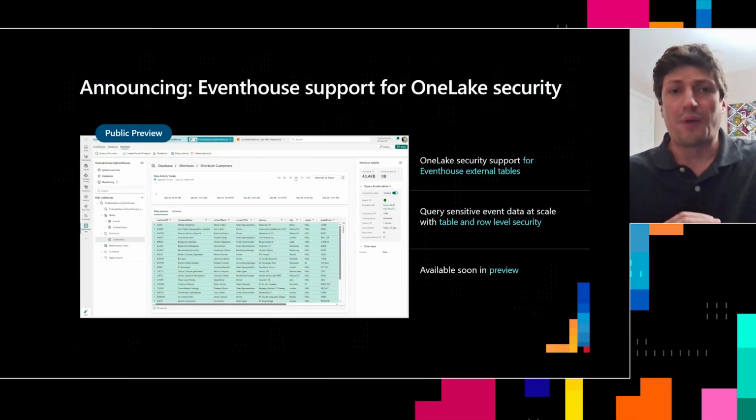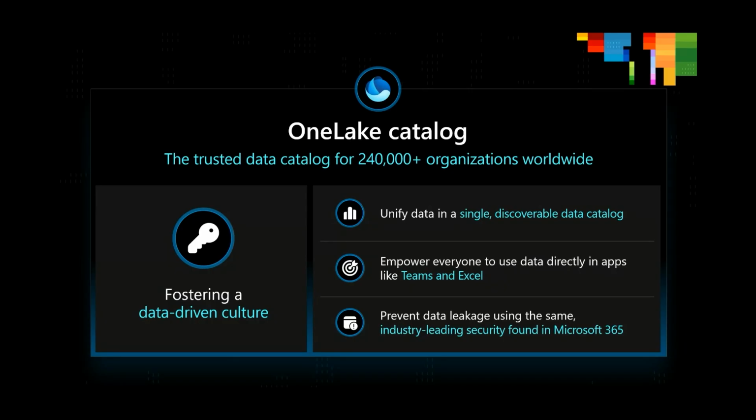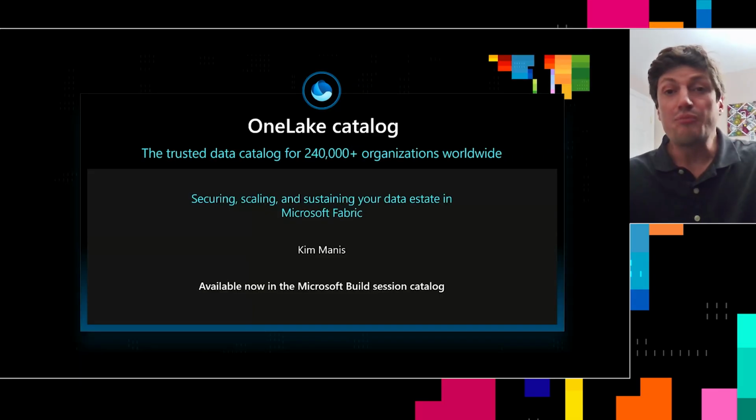That's a great demo. I want to announce the public preview of OneLake Security for Event House. This joins the already existing engines within Fabric that can have OneLake Security enforced across the board. OneLake Security is part of the OneLake catalog, which makes up the final piece of OneLake. OneLake catalog exposes all this data for discovery and governance and is trusted by over 240,000 organizations worldwide. To learn more about the OneLake catalog, check out the session from Kim Manus.